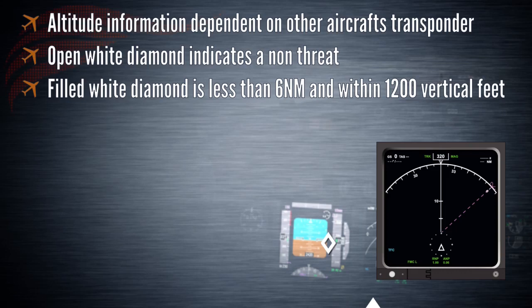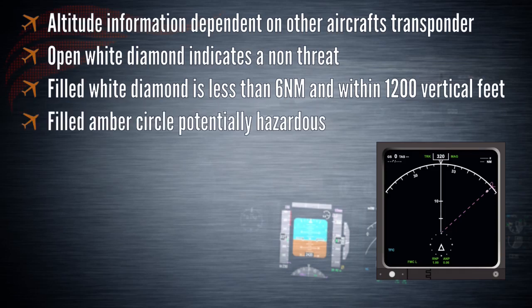A symbol change to a filled amber circle indicates that the intruding aircraft is now considered to be potentially hazardous. This occurs when the intruding aircraft is approximately 40 seconds from the closest point of approach. This is called a traffic advisory and is indicated orally by a traffic message. The oral alert will sound only once and will then be reset for another future traffic advisory. A pilot should never try to self-separate from a traffic advisory.